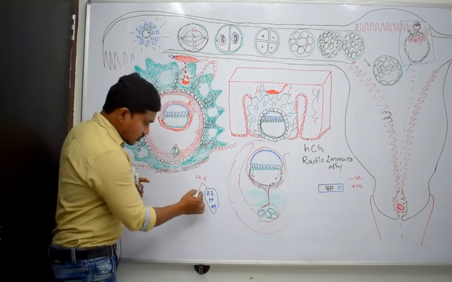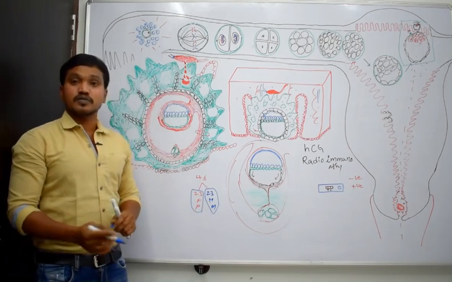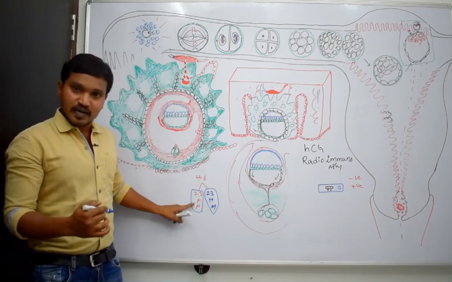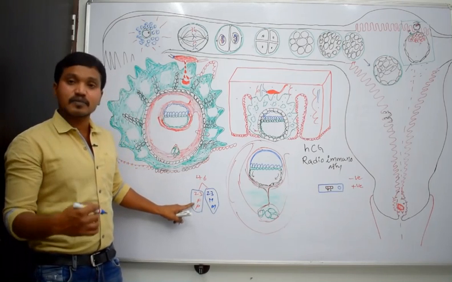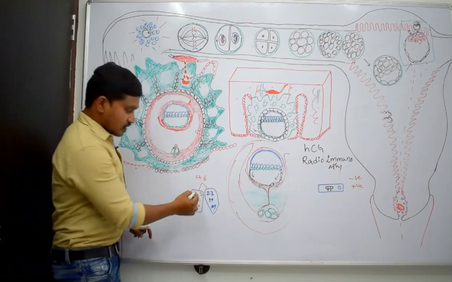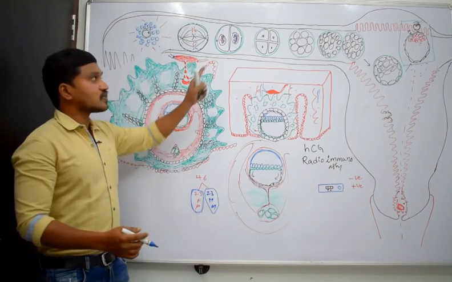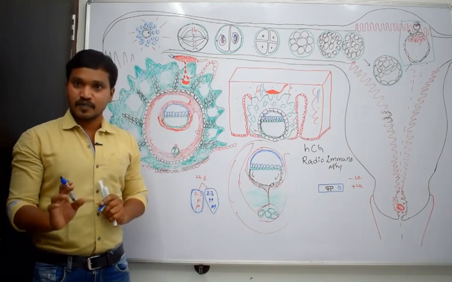And the remaining 23 chromosomes are there, no? These remaining 23 chromosomes, they are paternal. That means they belong to the sperm. That means they belong to the father. So these 23 chromosomes do not belong to this particular woman, right?